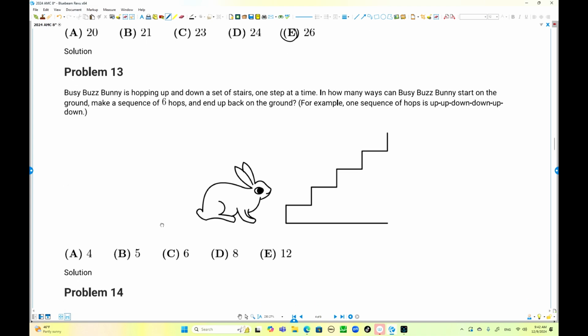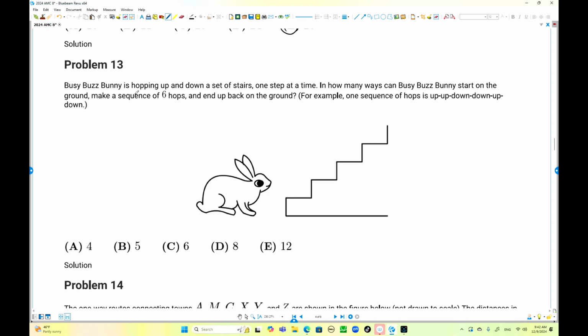The number 6. We have a bunny hopping up and down a set of stairs, one step at a time, not two. You cannot jump over here, right? One step at a time. In how many ways can the bunny start on the ground, make a sequence of 6 hops, 1, 2, 3, 4, 5, and 6 hops, but end up back on the ground again?